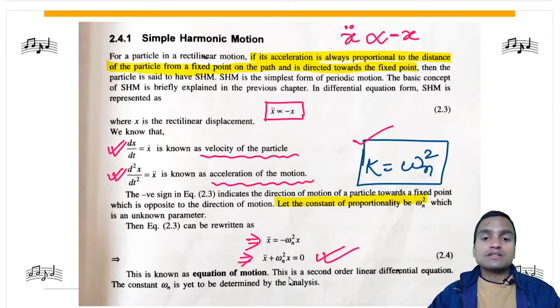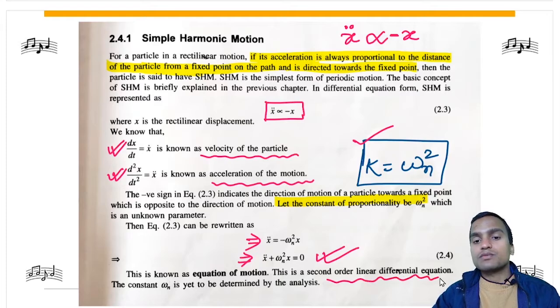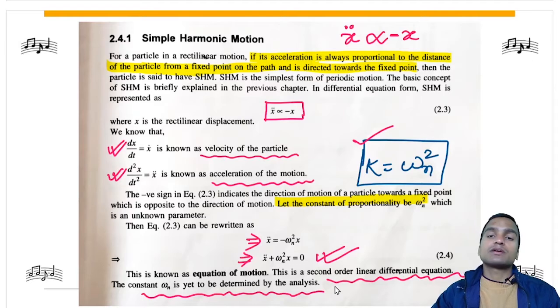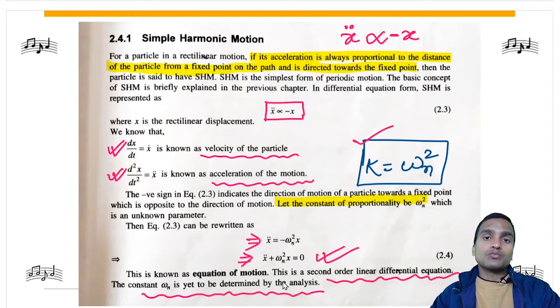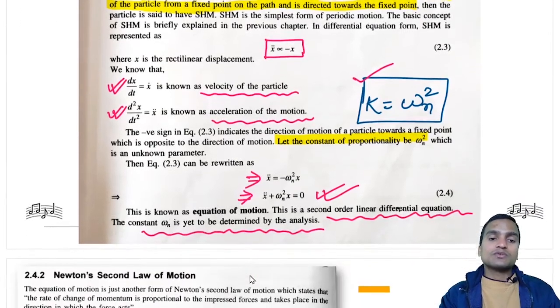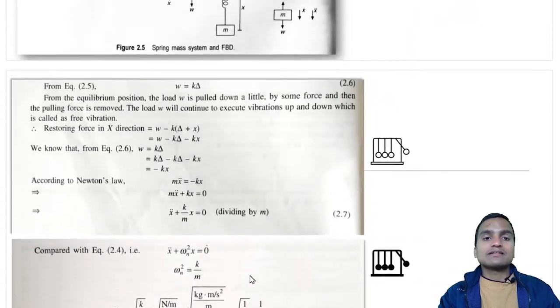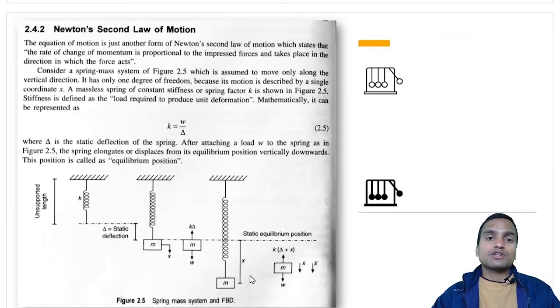So this is a second order linear differential equation, and the constant omega n is yet to be determined by the analysis. We will discuss in the third step how we find the solution. Currently we are focusing only on how to formulate the equation of motion. After learning all five methods of formulation of the equation of motion, we will go to the methods of solution of these equations. Let us see the second method, and that is Newton's second law of motion.